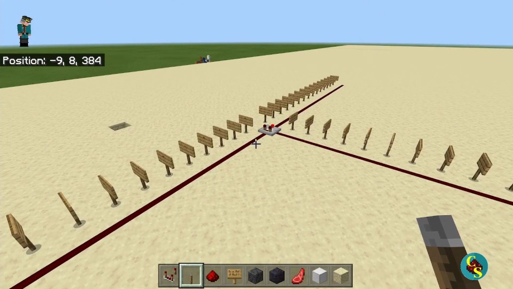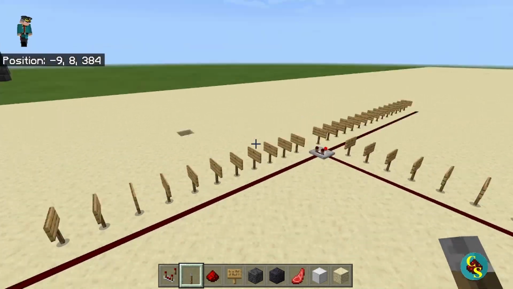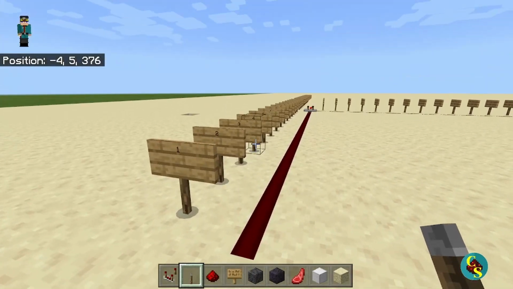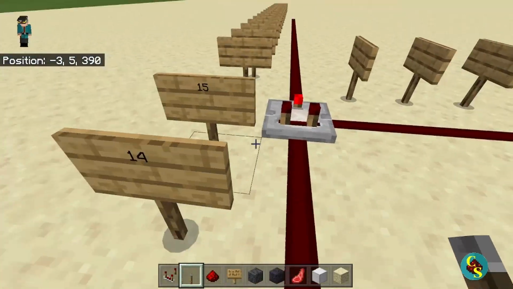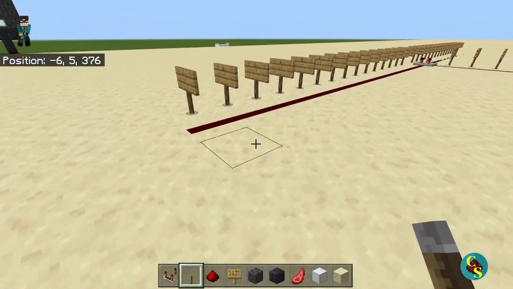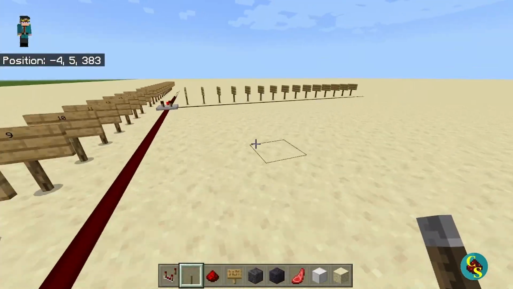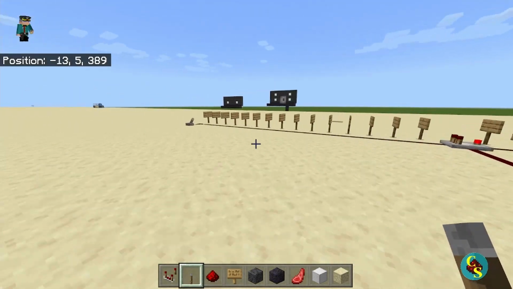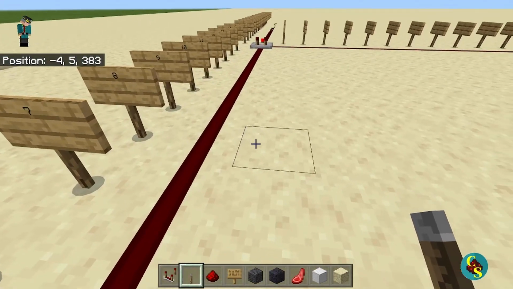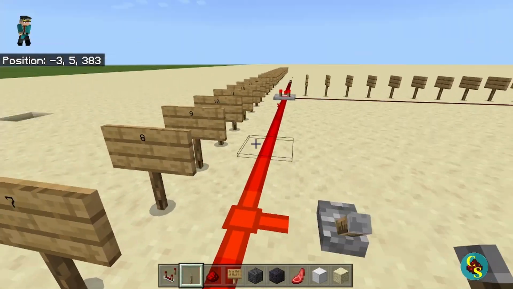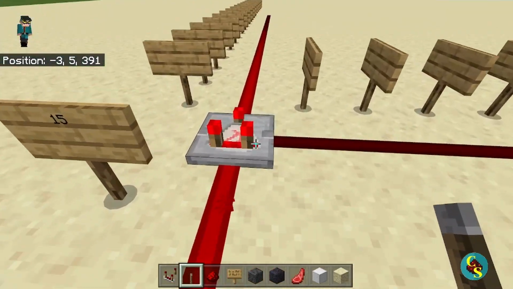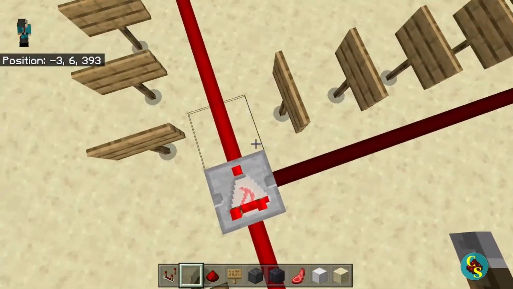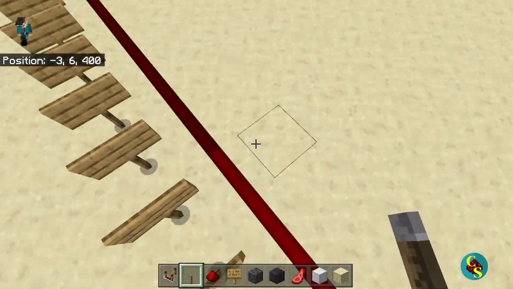To better explain the subtract mode of the comparator, I built up this example here. On these signs, we have exactly how much signal strength we would be powering the comparator with if we were to put a lever right next to it, and we have the exact same thing on the side input as well. So if we were to come over here and put the lever next to 8, we would be powering the back of the comparator with a signal strength of 8, and since there is no power coming from this side, it is giving out a signal strength of 8.